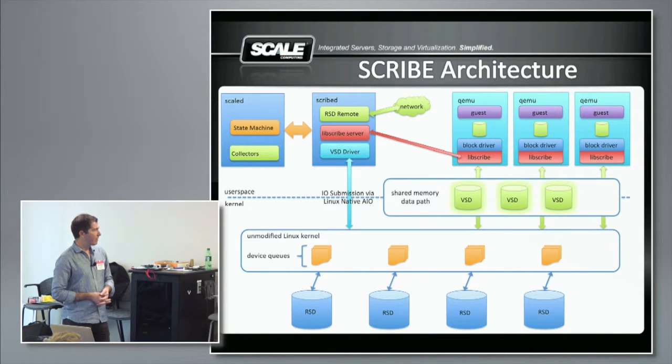The key thing here is that Scribe is actually not even in the data path itself. We've created what we call a shared memory data path, where the QEMU virtual machines just share a memory buffer with Scribe. So Scribe is able to schedule the I/O from these buffers directly on the raw devices at the bottom, the RSDs, or real devices, we call them. Essentially, we use the stock kernel and the Linux native AIO interface to schedule those I/Os directly on the devices.